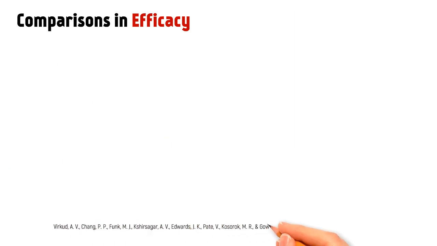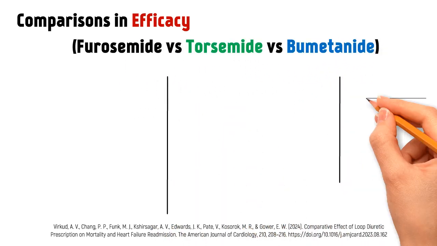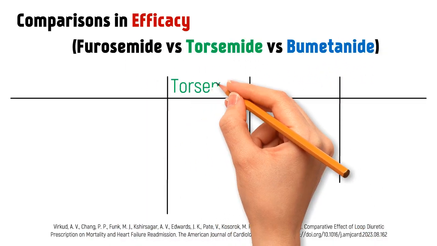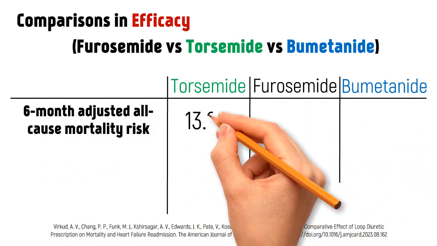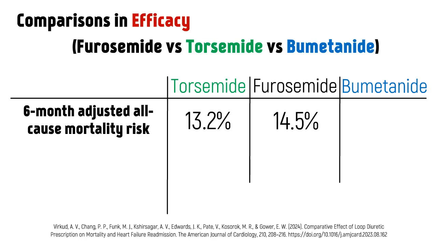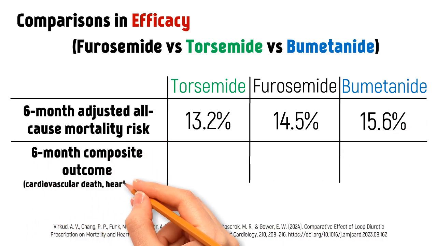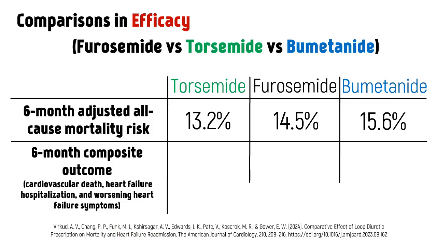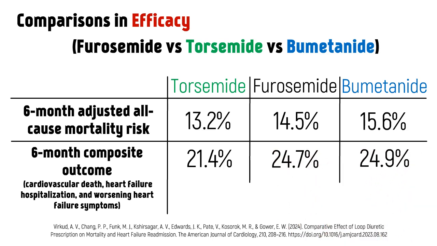According to another study conducted by Verkud and colleagues in 2024 comparing furosemide, torsemide, and bumetanide, the 6-month adjusted all-cause mortality risk was lowest with torsemide at 13.2%, followed by furosemide at 14.5%, and bumetanide at 15.6%. For the 6-month composite outcome, which included cardiovascular death, heart failure hospitalization, and worsening heart failure symptoms, the risk was 21.4% for torsemide, 24.7% for furosemide, and 24.9% for bumetanide.